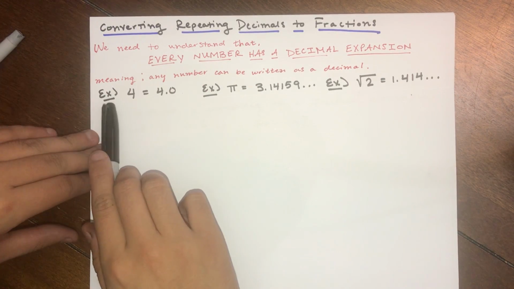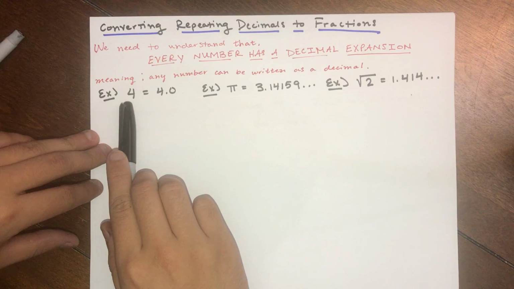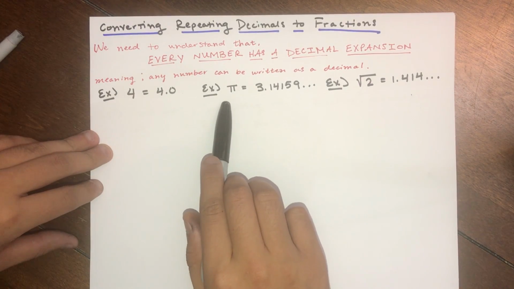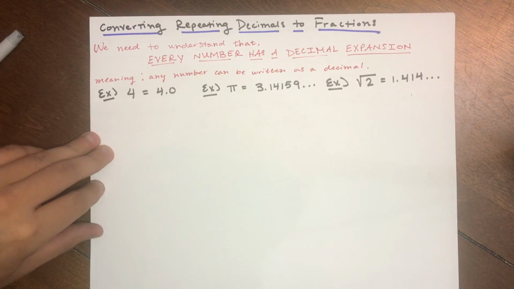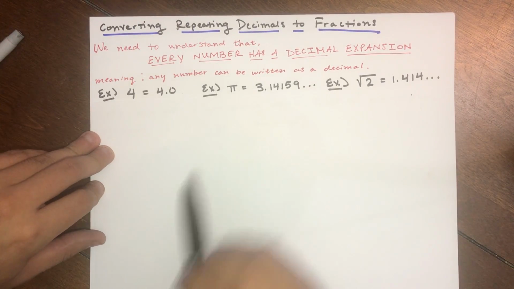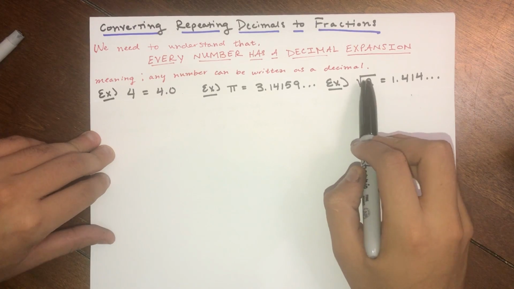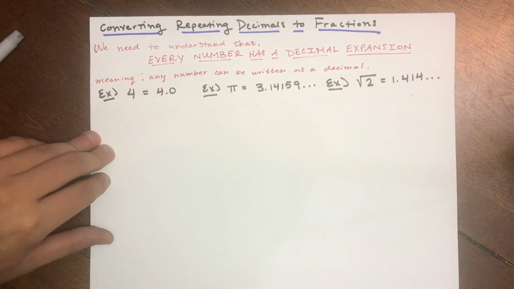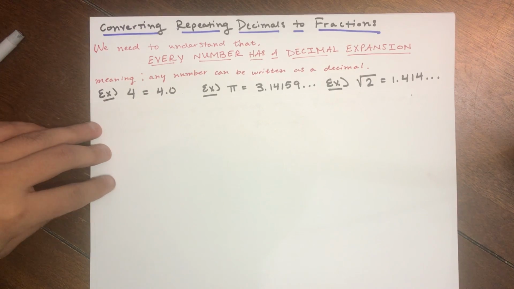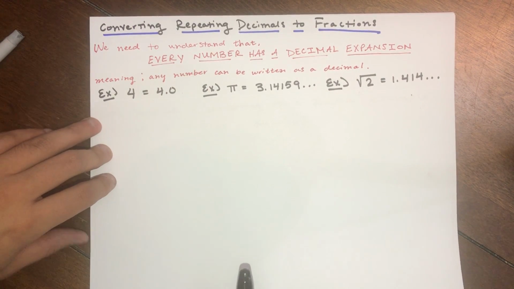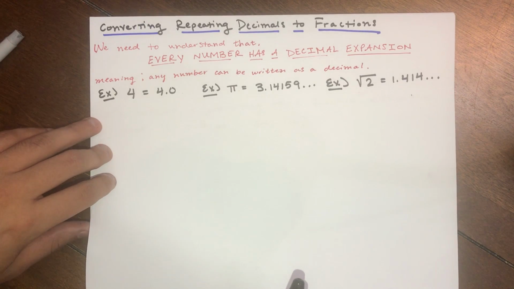So, for example, we have 4. You can rewrite 4 as a decimal, 4.0. These two are equal. Pi is irrational, so it's definitely a decimal. It's 3.14159, and it keeps going, but it's a decimal. Square root of 2 is irrational, but it's still a decimal, and it goes on forever. So these three numbers can all be represented using decimal expansions.